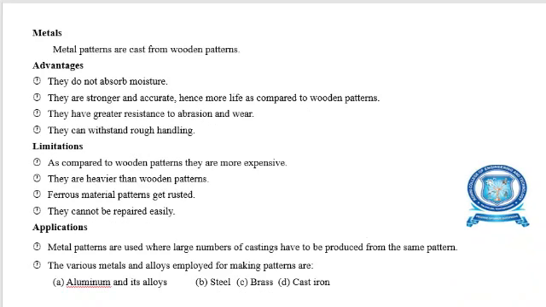Advantages: they do not absorb moisture. They are stronger and more accurate, hence have more life compared to wooden patterns. They have greater resistance to abrasion and wear. They can withstand rough handling. Applications: metal patterns are used where a large number of castings have to be produced from the same pattern.